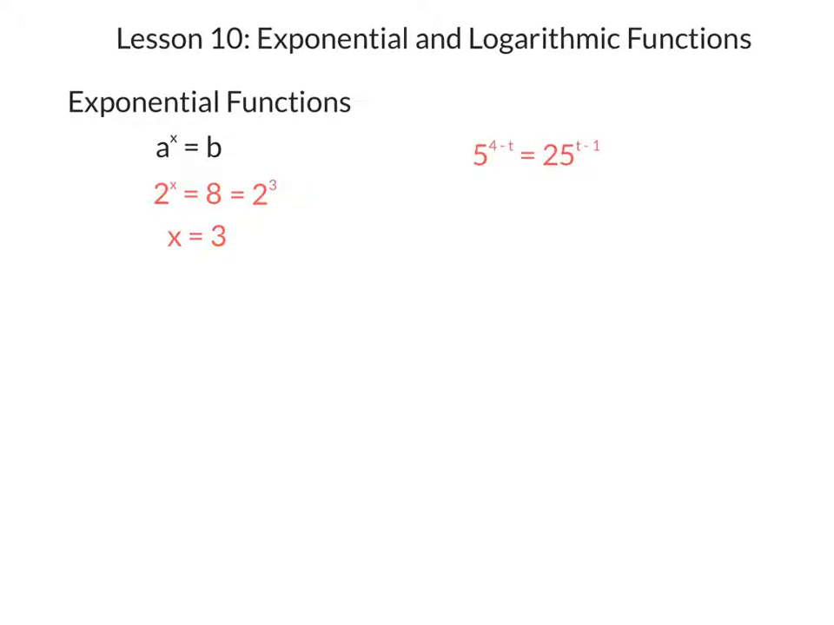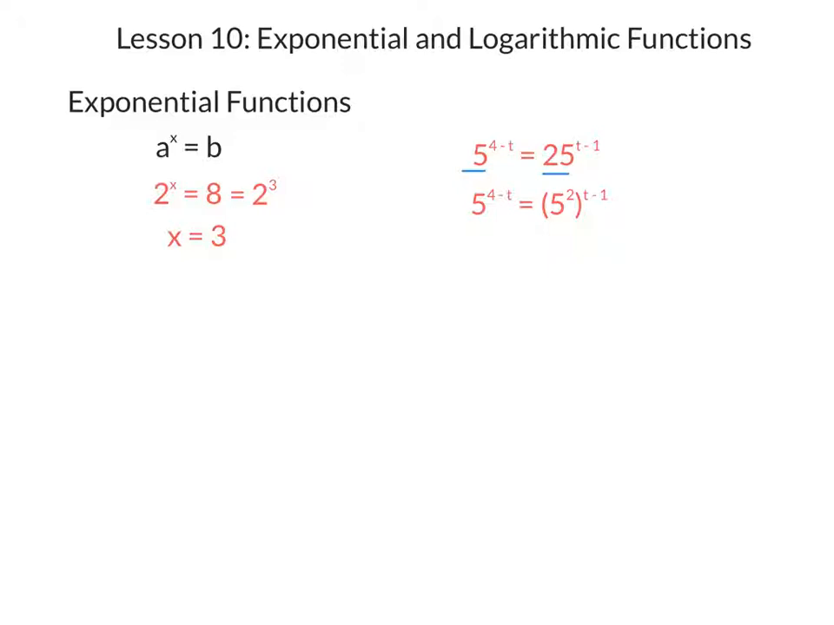So let's look at a little bit more complicated example. What if I had 5 to the 4 minus t is equal to 25 to the t minus 1? Well, first of all, I've got to get the base numbers, and what I mean by base numbers is the 5 and the 25, to be the same number. Well, I happen to know that 25 is 5 squared. So what does that leave us with? So that brings us to 5 to the 4 minus t is equal to 5 squared, but that whole thing raised to the t minus 1.